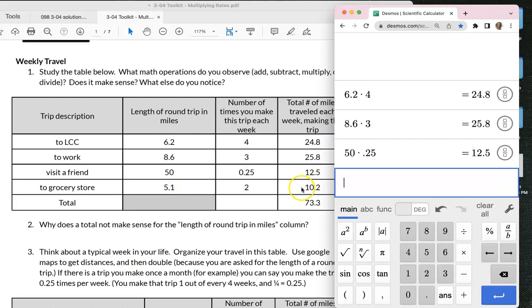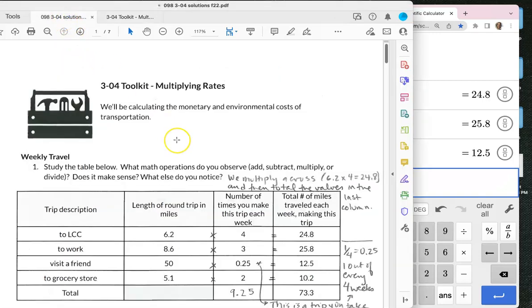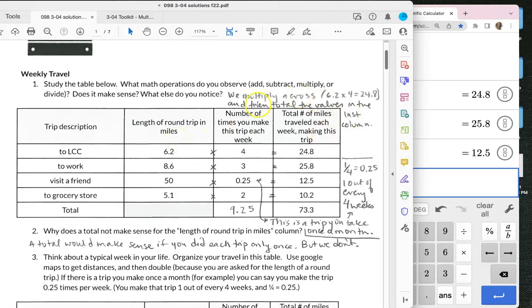Okay, and that one you could probably do in your head. So we're multiplying across and putting the answer here. And then this number down here is the total of these values. So that's the structure that we're looking at. We multiply across, and then we total the values in the last column.